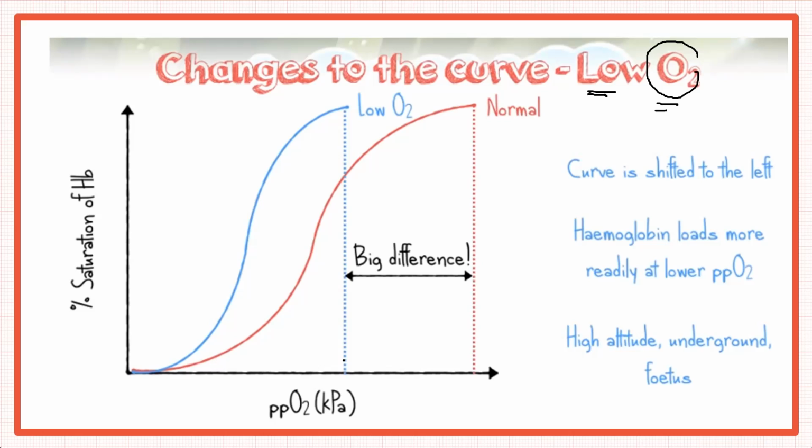सो हाई एल्टीट्यूड के अंदर ये चीज हो सकती है. It can happen in the underground, अंडरग्राउंड में ऑक्सीजन की कंसंट्रेशन कम है, so wherever there is low concentration of oxygen या low partial pressure of oxygen, the curve will shift towards the left, ठीक है. It also happens in the fetus as well.